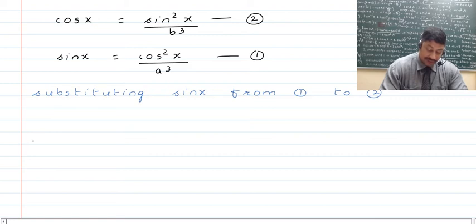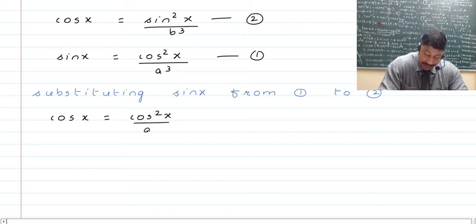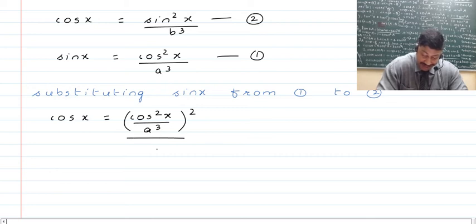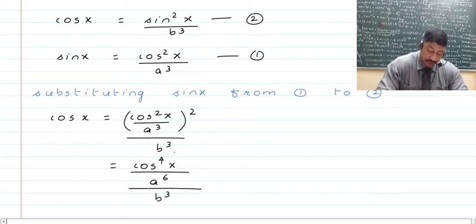So now we substitute the value of sin x in equation number 2, which now becomes cos x is equal to, in place of sin x we can now keep cos square x upon a cube. And as there is a square, so we square it and we divide it by b cube. So this becomes equal to cos raised to the power 4x divided by a raised to the power 6, whole raised to the power b cube, which is equal to cos x.